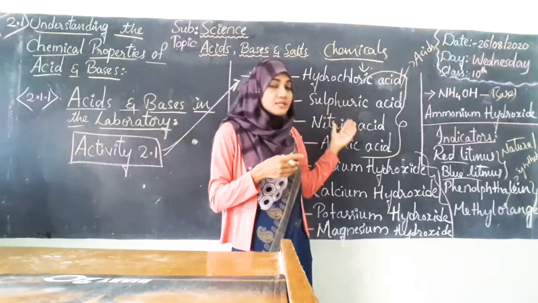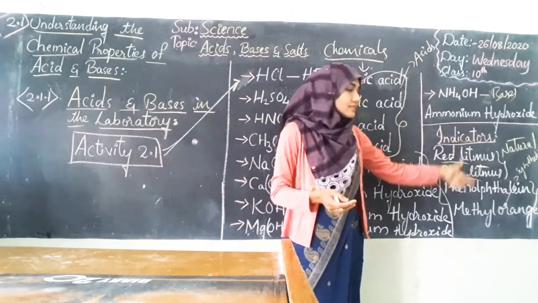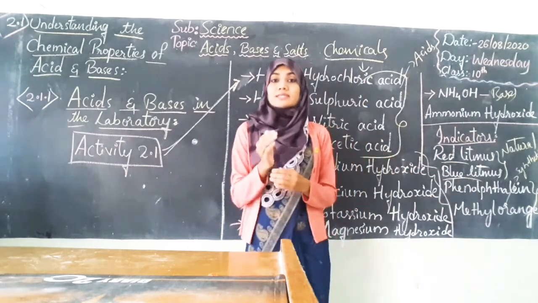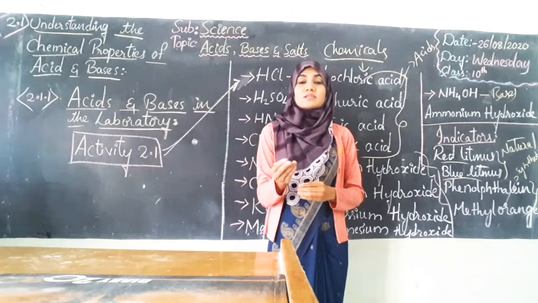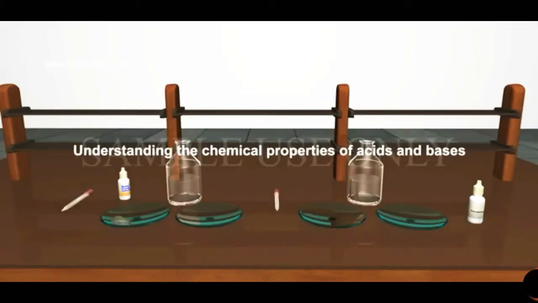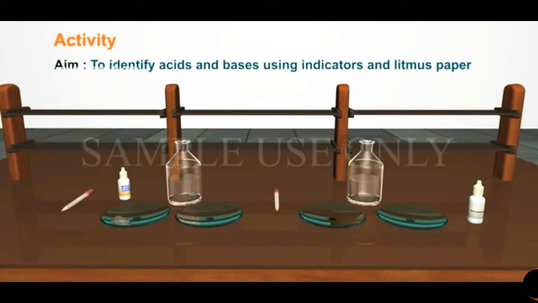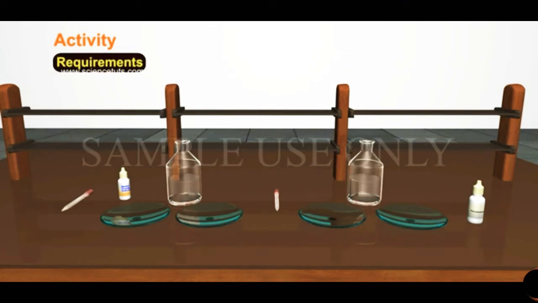Let us see what colors the acids and bases will change these indicators into. So have a keen observation of this laboratory activity, understanding the chemical properties of acids and bases. Let us conduct an experimental activity. What is the aim of our activity? To identify acids and bases using indicators and litmus papers.